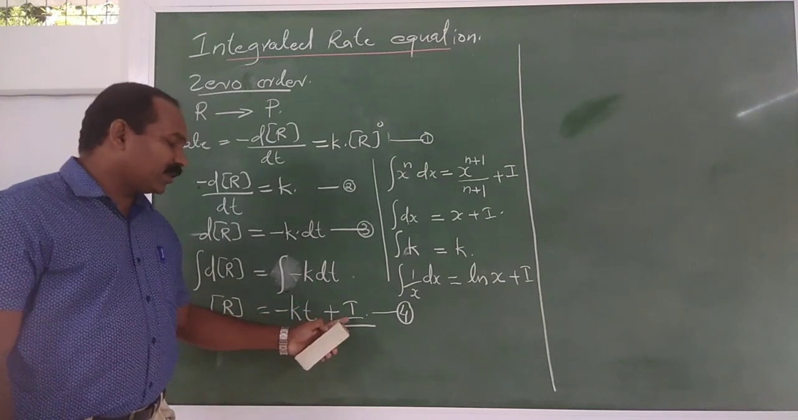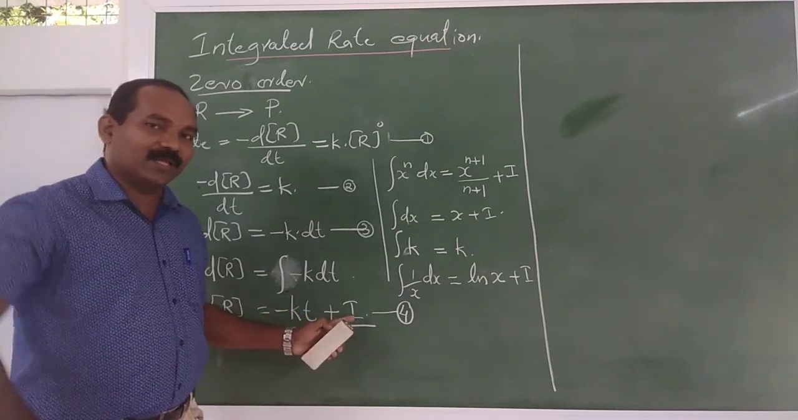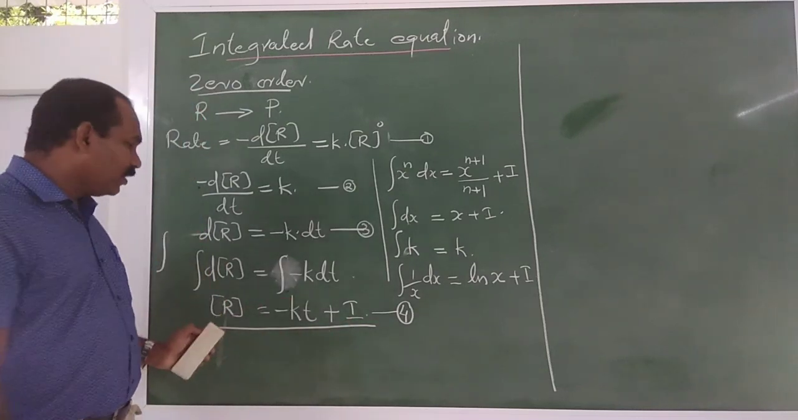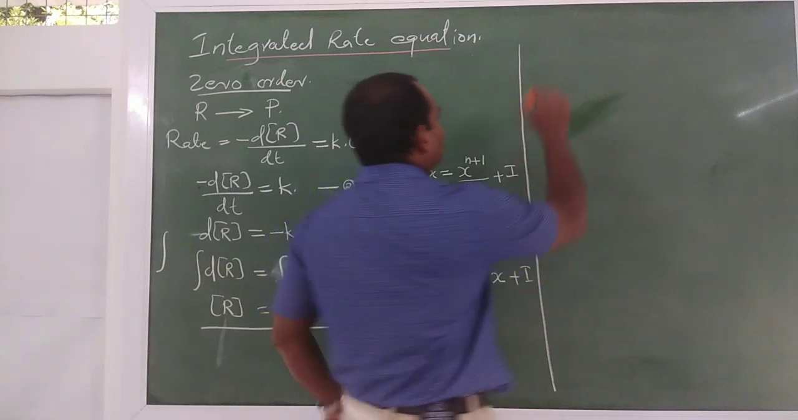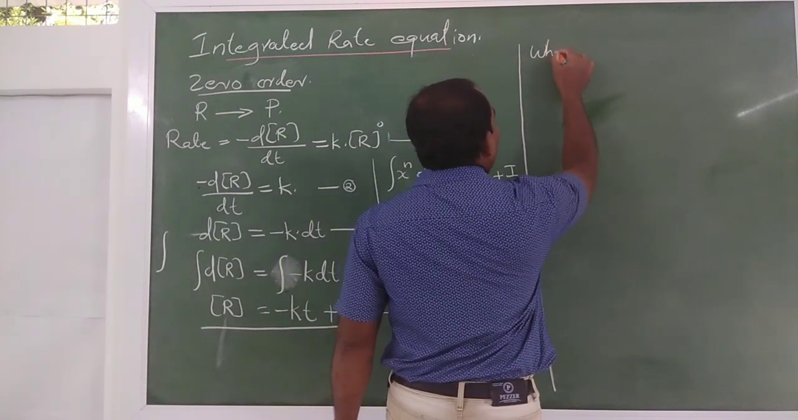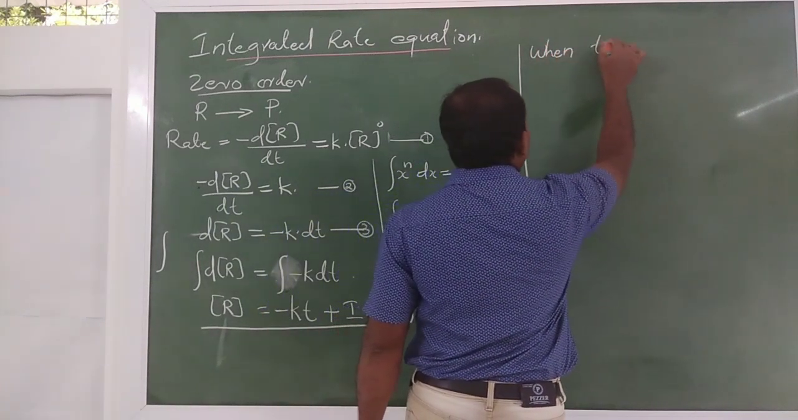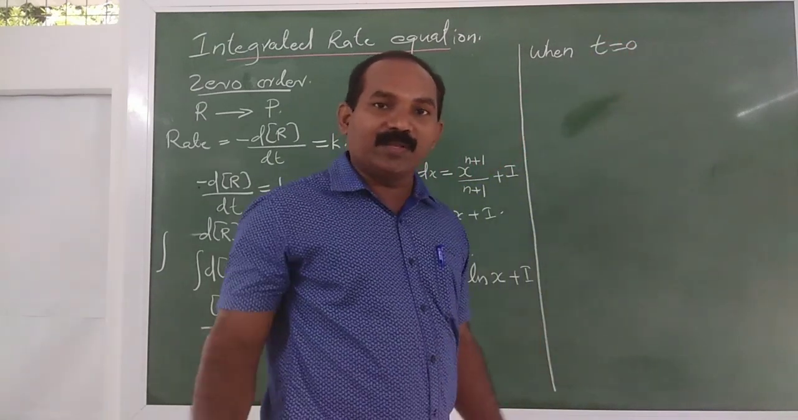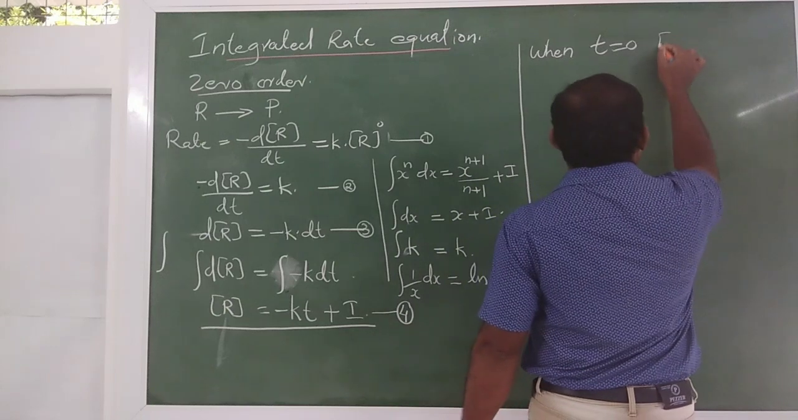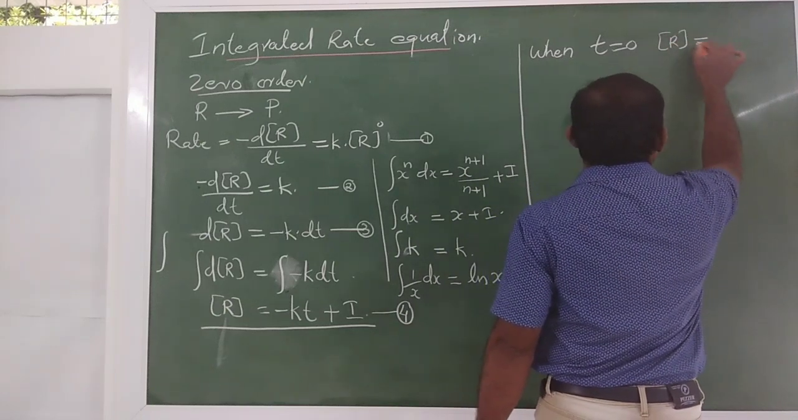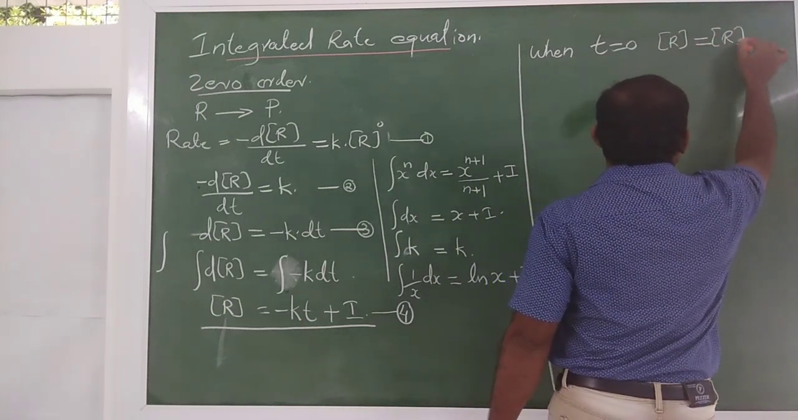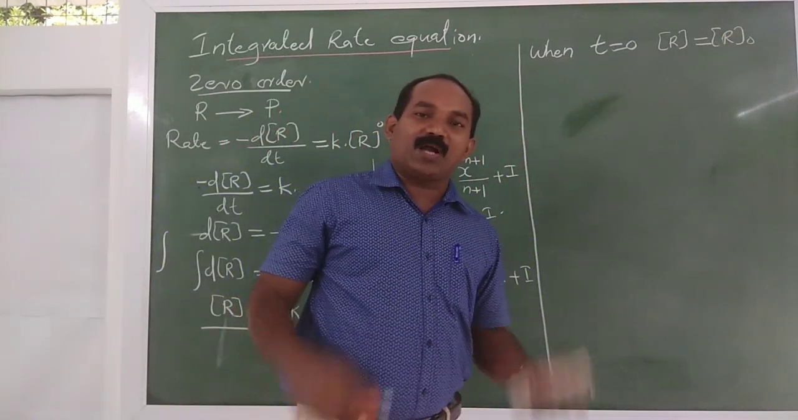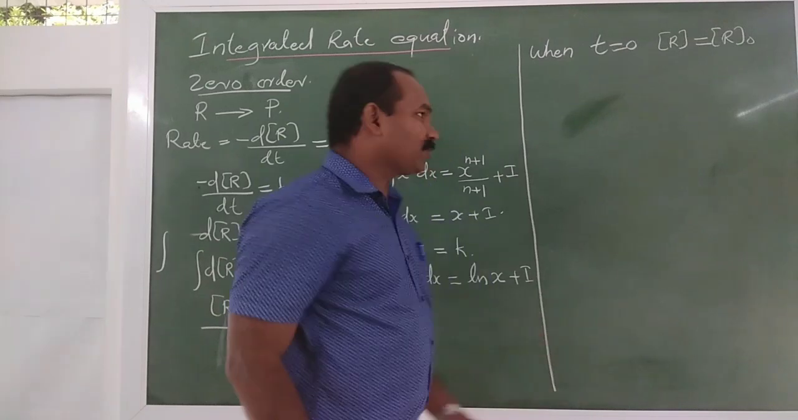To determine the integration constant I, we take some conditions. We apply the condition when t is equal to 0, which means initial time. What about the concentration of R? The concentration of R becomes R0. At t equal to 0, the concentration of R is equal to R0.